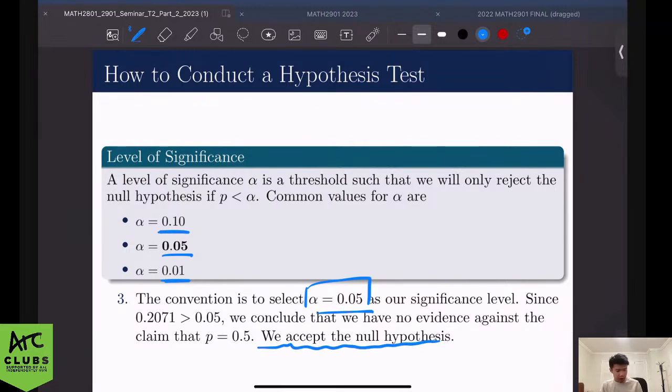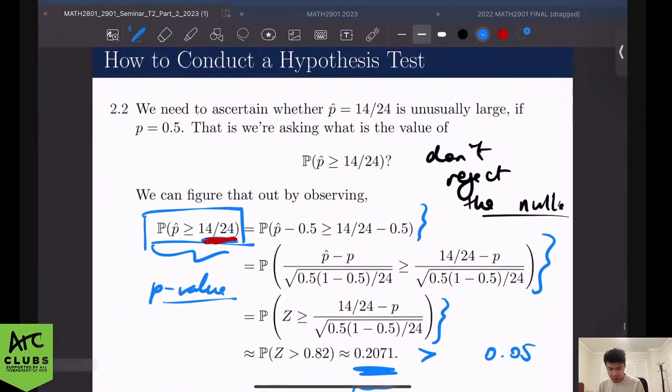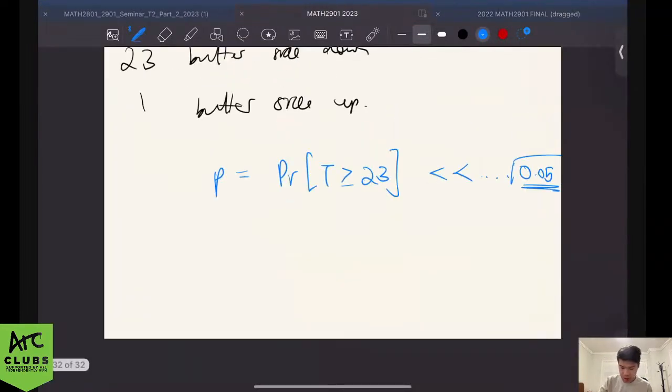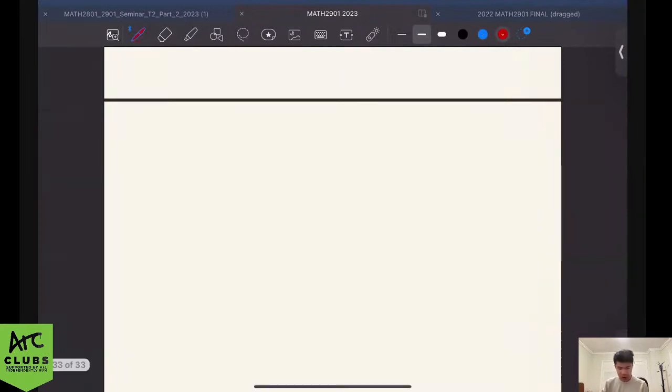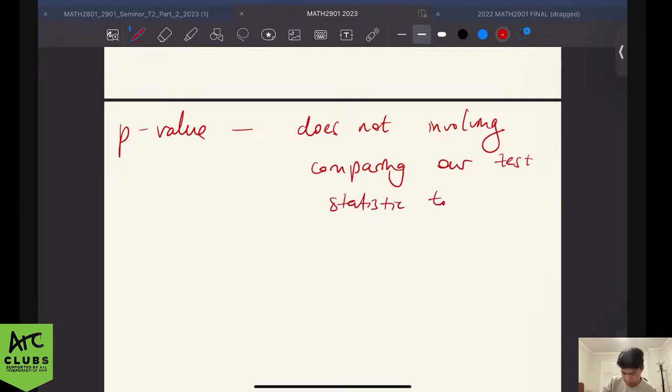What number do we compare it to? So the question is, what number do we compare it to? Yeah, so you don't need to compare it to a number. I think what you're alluding to is a rejection region, which we can talk about later. But there are two ways to do this hypothesis test. A p-value does not involve comparing our test statistic to a number.